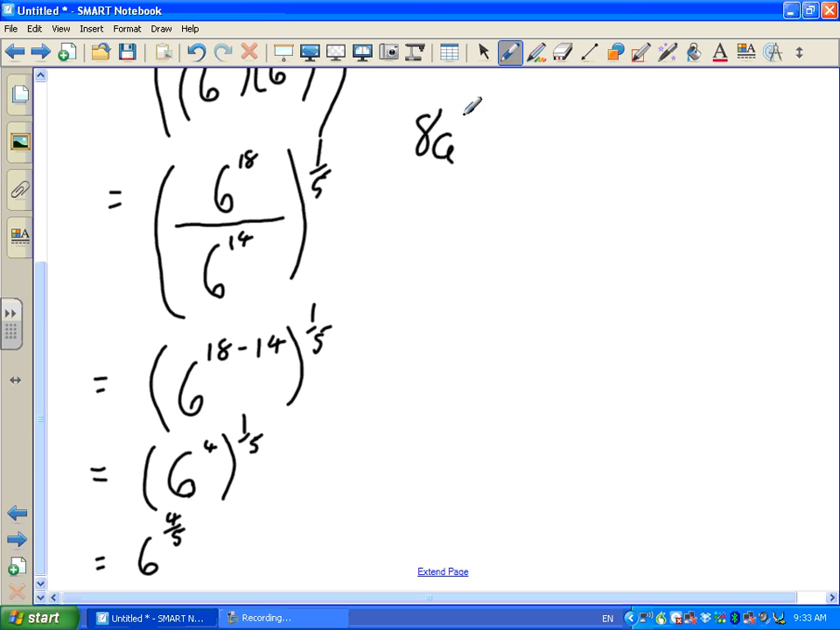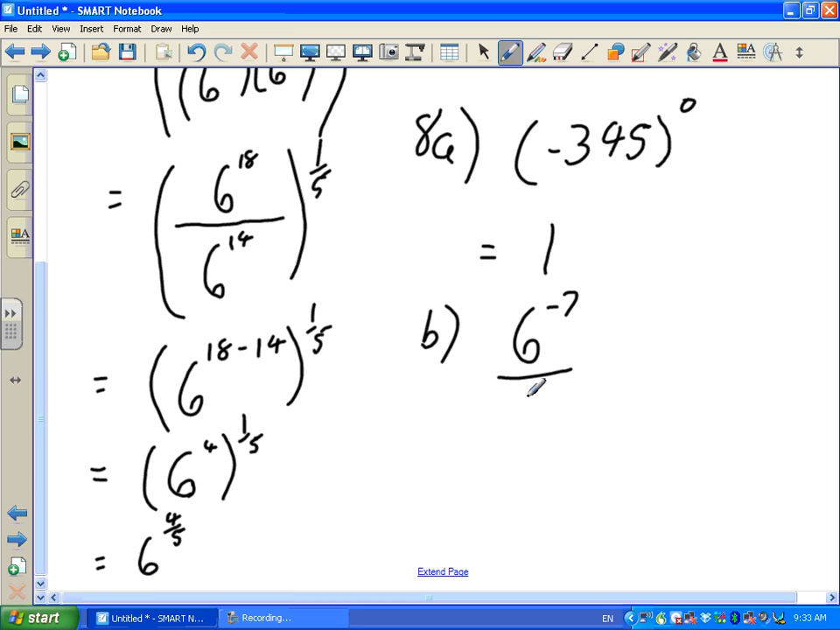The first one's quite straightforward. 8a, negative 345 to the power of 0. Anyone know what it is? 1. Anything to the power of 0 is 1. Anything. Next question.